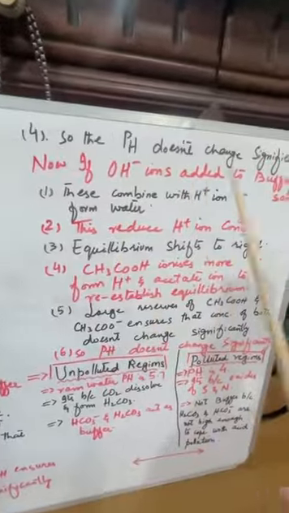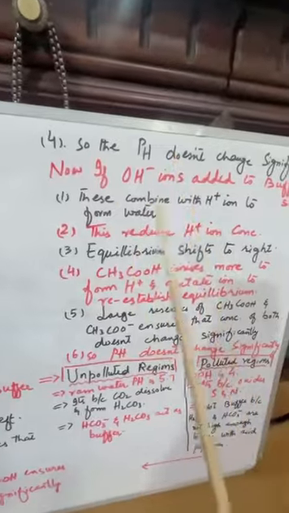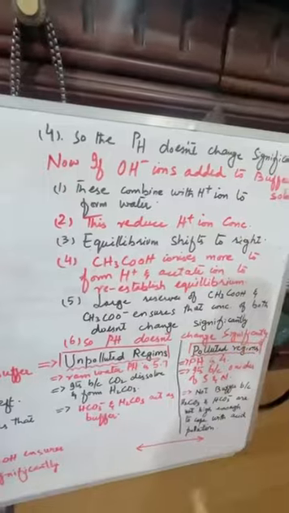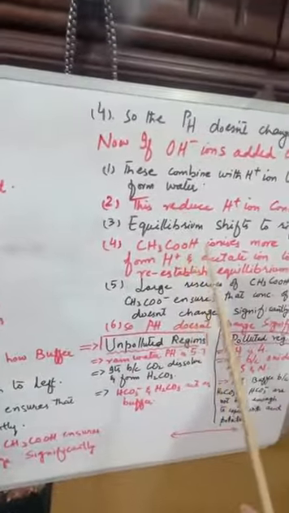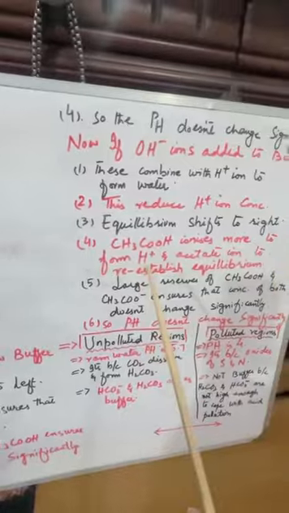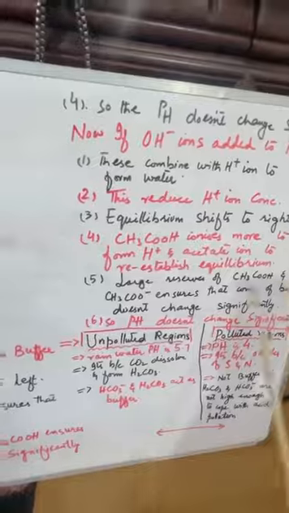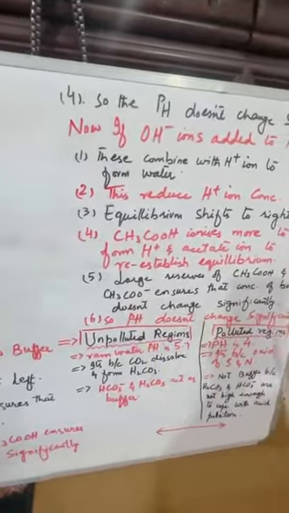Now, if OH- ions are added to the buffer solution, what happens? These OH- ions combine with H+ ions to form water. So this reduces the H+ ion concentration. The equilibrium shifts towards the right, this side. This is the left side, this is the right side. Now, acetic acid ionizes more to form H+ ion and acetate ion to re-establish equilibrium. It is very easy to understand. Large reserves of acetic acid and acetate ions ensure that the concentration of both doesn't change significantly.